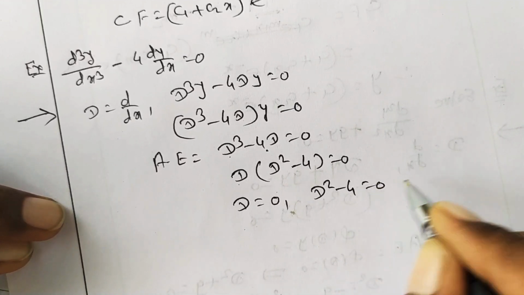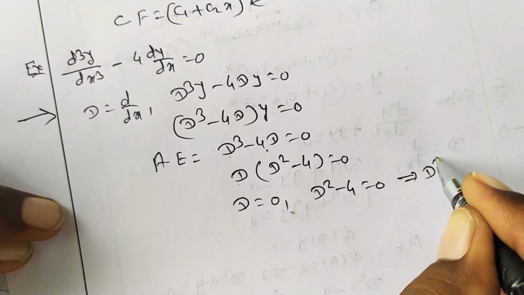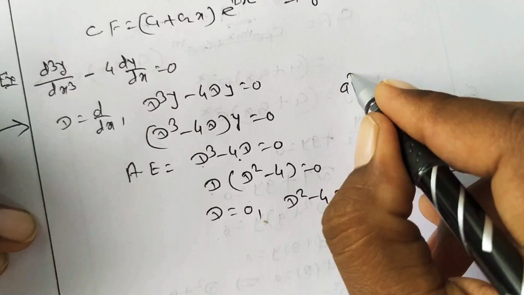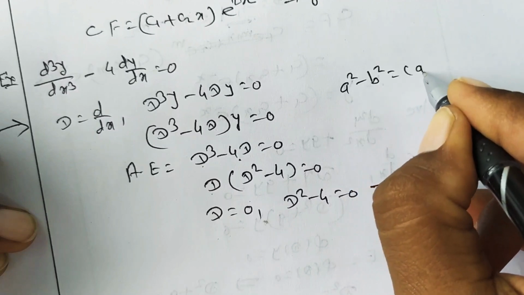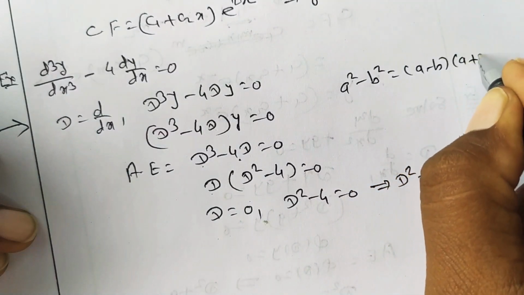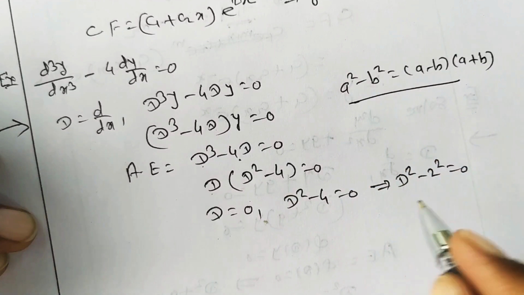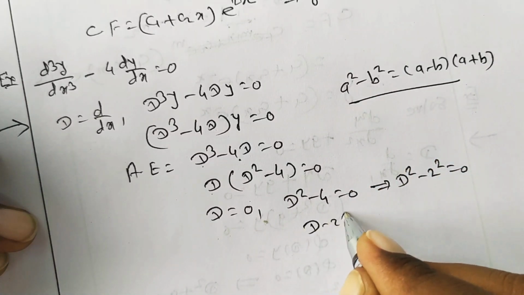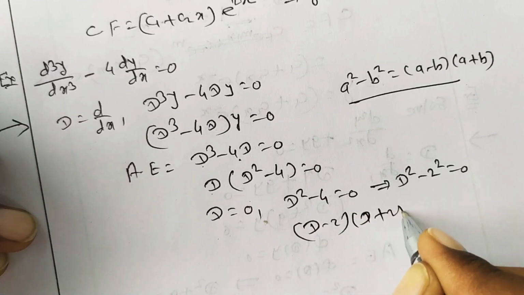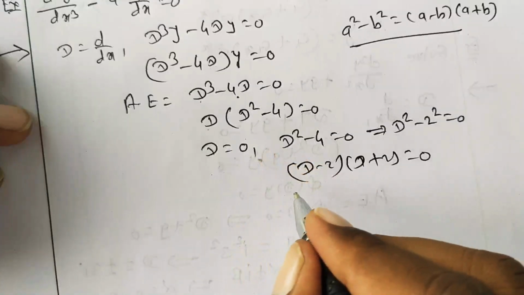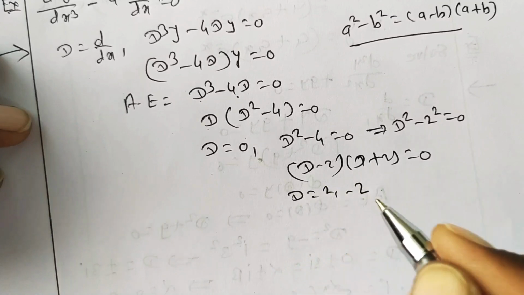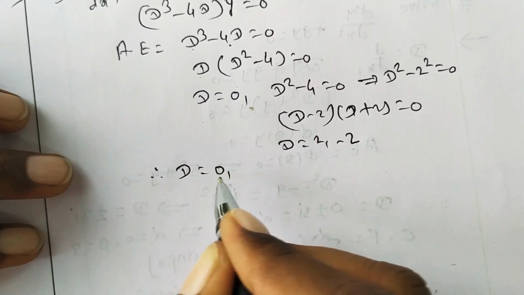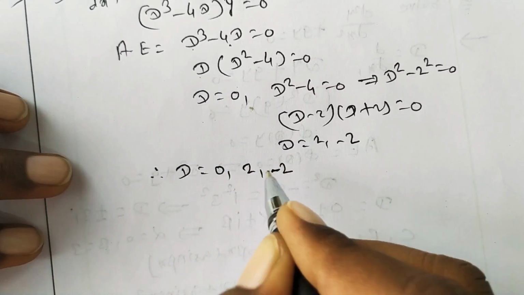And now how do we write the roots of d square minus 4 equal to 0? We can write d square minus 2 square equal to 0. We know one formula, a square minus b square equals a minus b into a plus b. So for roots use this formula here. D square minus 2 square equal to 0 can be written as d minus 2 into d plus 2 equal to 0, means d equal to 2 and d equal to minus 2. So we get three roots here. The first root is d equal to 0, then 2, and then minus 2.